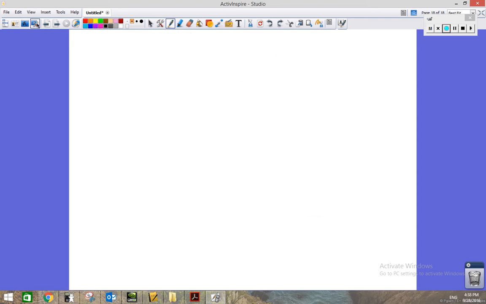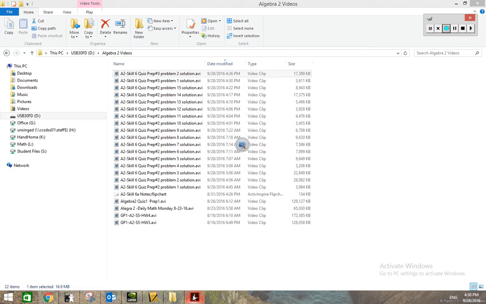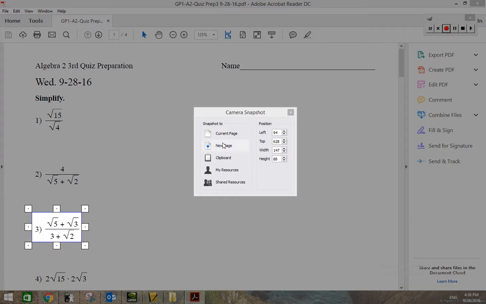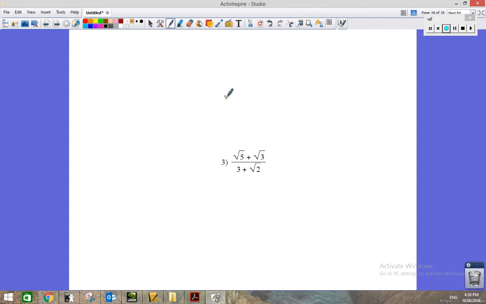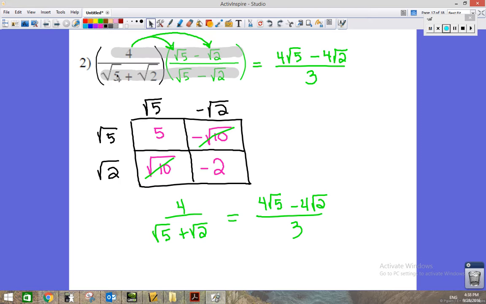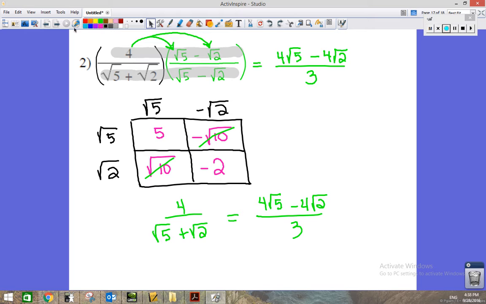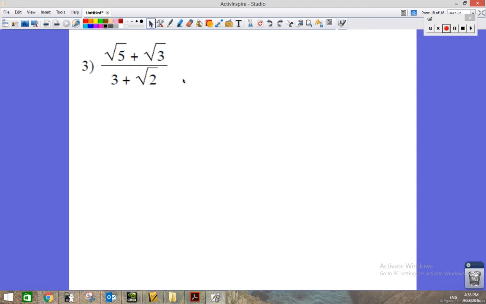Alright, so let's take a look at our next problem, problem number 3. Again, the directions are saying simplify. Similar to problem 2, but not identical. See, the denominator is similar. We're going to use that idea of a conjugate again, but the numerator, look, it's a binomial. Here it was a monomial. So this is going to require us to use 2 tables to get our answer.